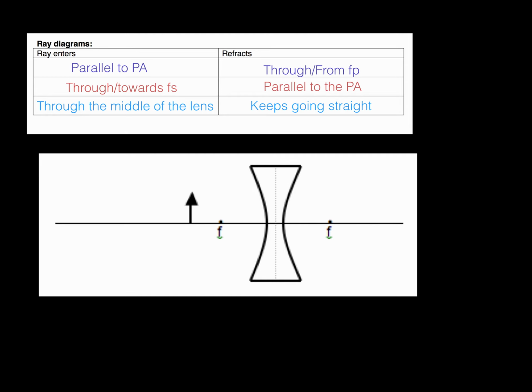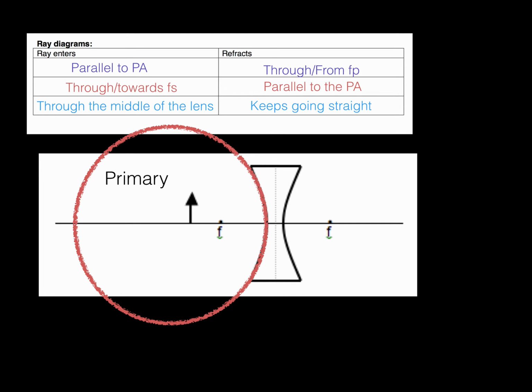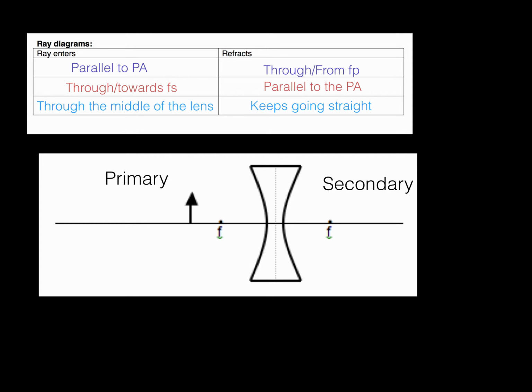First, we need to determine the location of the primary focus. To do this, we continue the circle on the face of the lens where light hits first. Inside the circle is the primary focus. Outside the circle is the secondary focus. The first ray comes in parallel to the principal axis. It refracts from the primary focus. We draw a dotted line to guide our ray so that it bends at the center point of the lens.